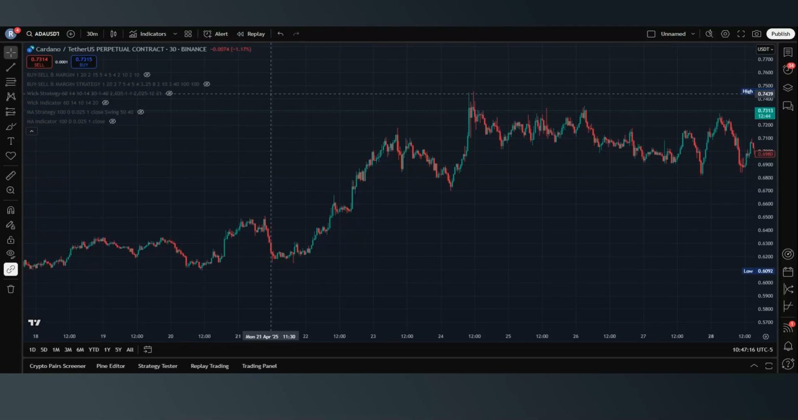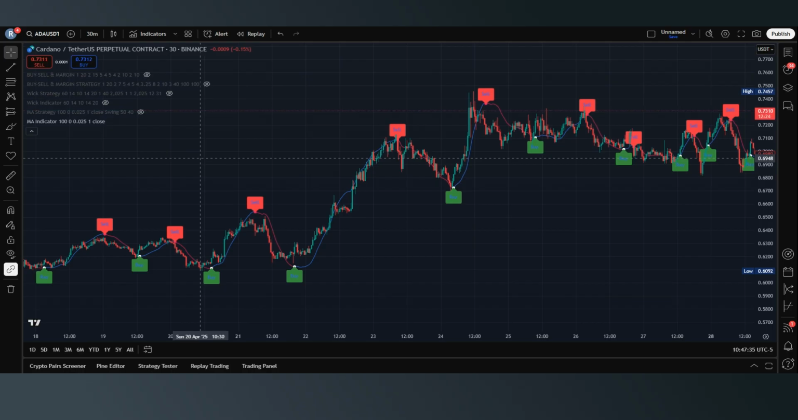Today I'm going to go ahead and show you guys how the MA strategy works, how the indicator works, its functionality, how effective it's been, and how we can go ahead and backtest it. So let's go ahead and get right into it. Let me go ahead and show you guys the indicator.